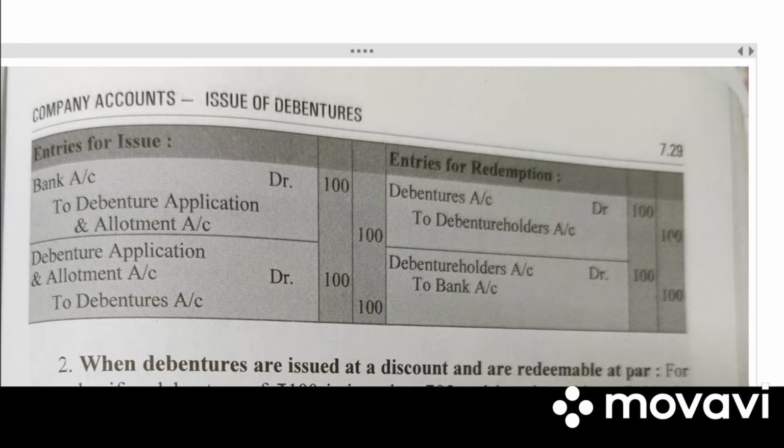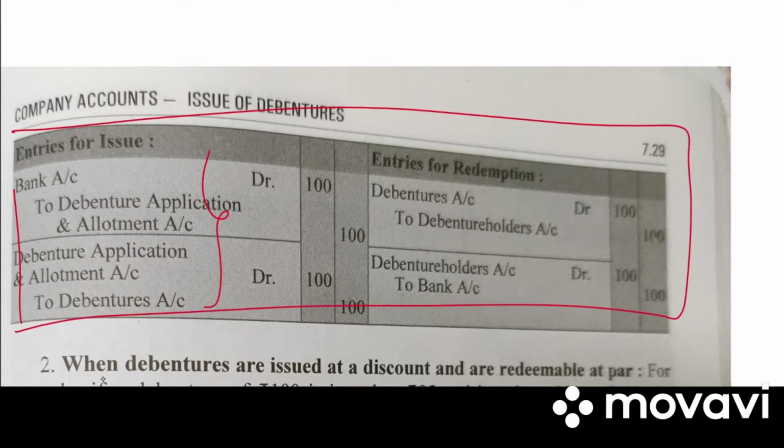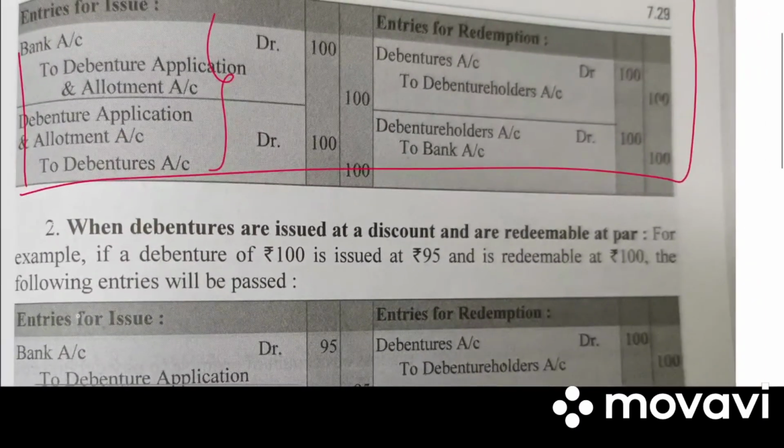And what will be the second entry? Debenture application and allotment to debenture account, 100 rupees debit, 100 rupees credit. This we have already studied. We need to study the redemption entry. This is given so that you can compare what is the difference between the entry. So what will be the case of entries in redemption? Debenture account to debenture holder account, 100 debit, 100 credit. Debenture holder account to bank account, 100 debit, 100 credit. Clear?